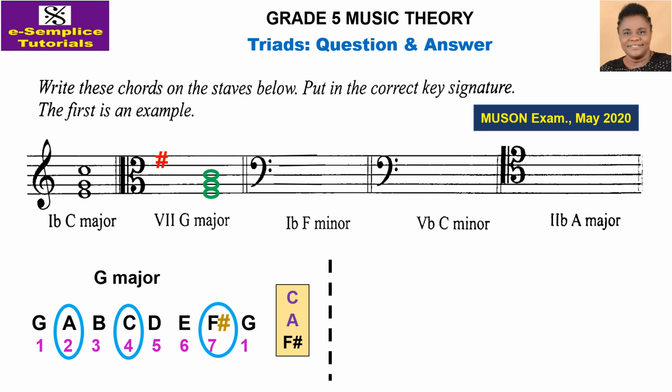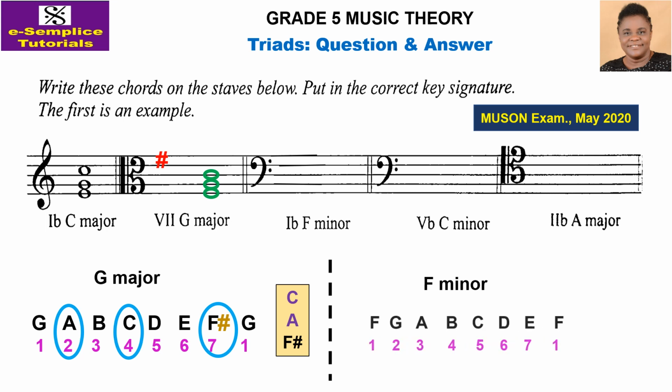The next is F minor, chord 1, first inversion. F minor, because we have 1B, F minor, so it means F minor tonic, but the first inversion of the tonic chord in F minor.